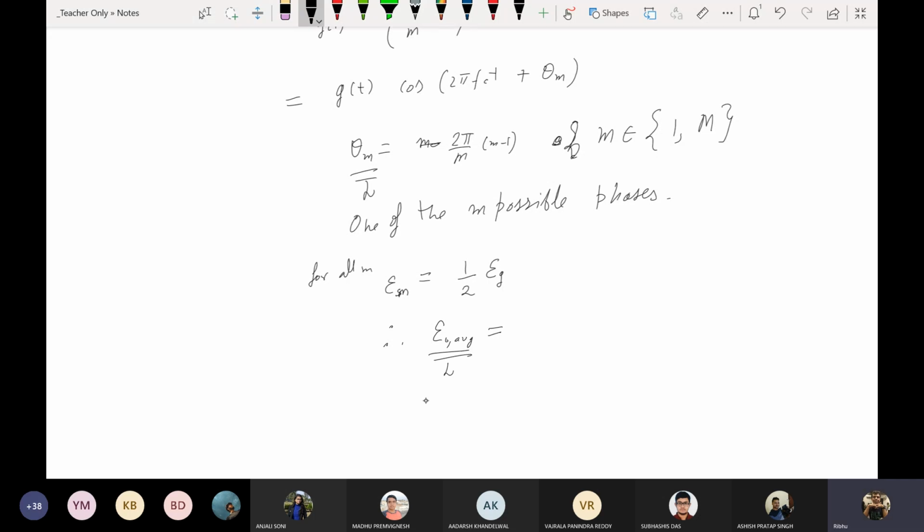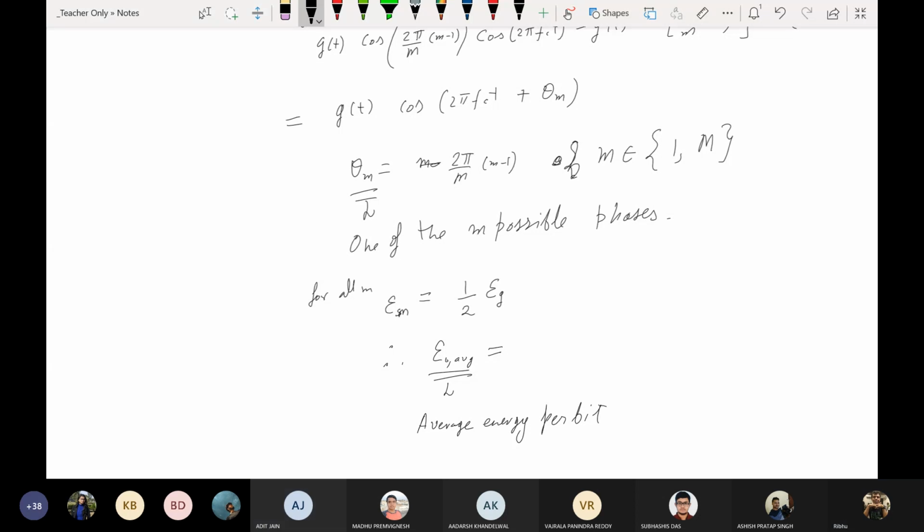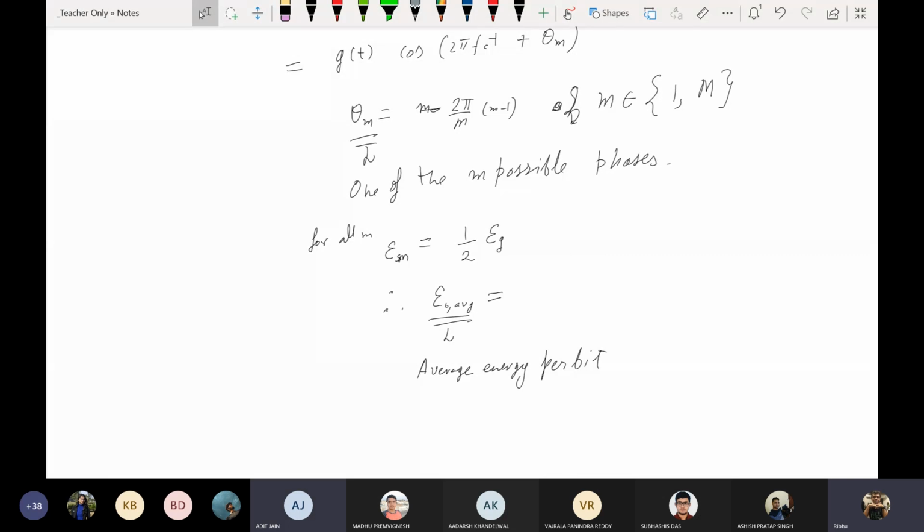This, if I didn't define it earlier, average energy per symbol E_m is equal to half E_g, because the average power of cos 2πf_c t is 1/2. So the average energy per bit is E_g divided by 2 log to the base 2 of M, right?